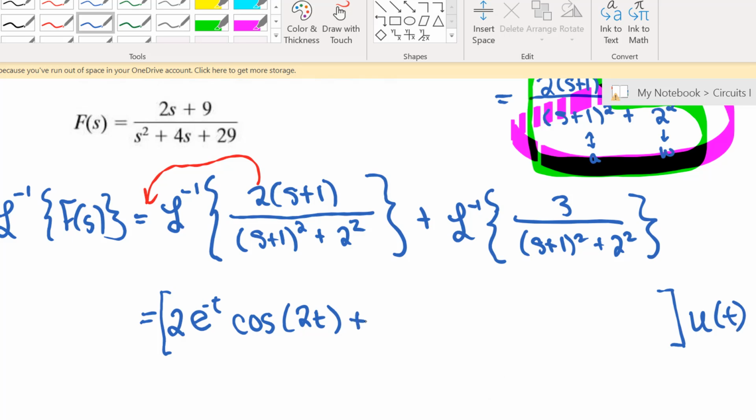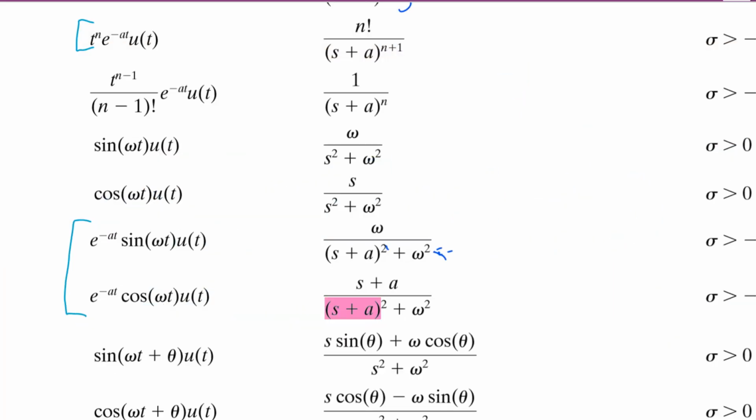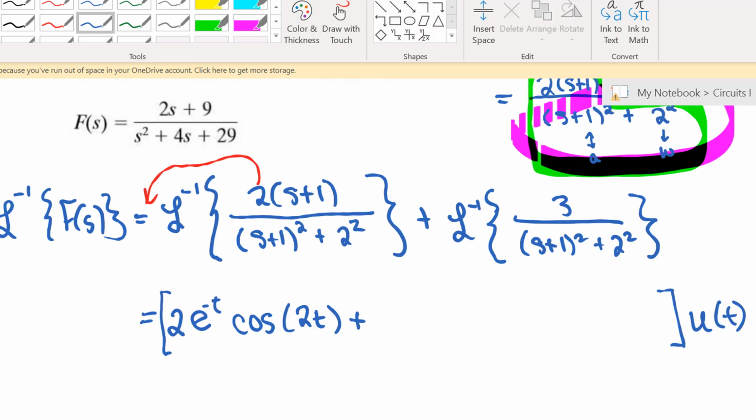Now this second one doesn't have an s in the numerator, so when you look at the table, the cosine had an s in the numerator, but the sine just has a constant in the numerator. But that constant needs to be omega. We have a 3. What we want is a 2. So we're just going to use that constant multiple rule. And so first I would think of, okay, well, I'll just put a 2 there, but I can't just multiply by 2, right?